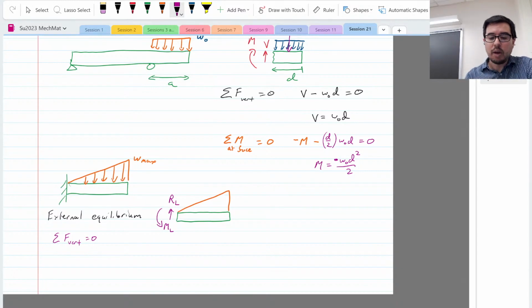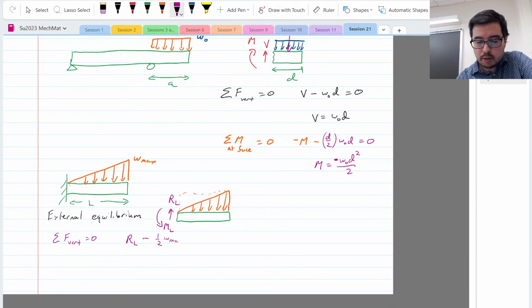So in this case, first we've got to figure out what that net force is, right? And so that's going to be just 1/2 times that, because if this were a rectangle, then it would be W naught, or the W max, times that length. So if this has some length L, then we can say that the vertical, so RL we'll say is positive, minus 1/2 W max times L equals 0. So RL is going to be equal to 1/2 W max L.